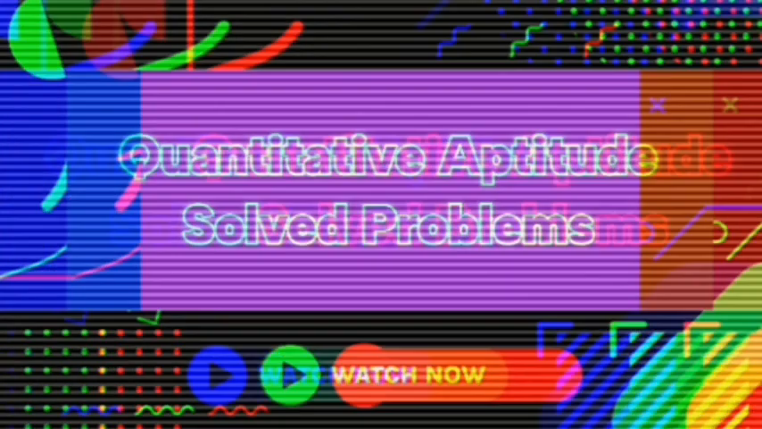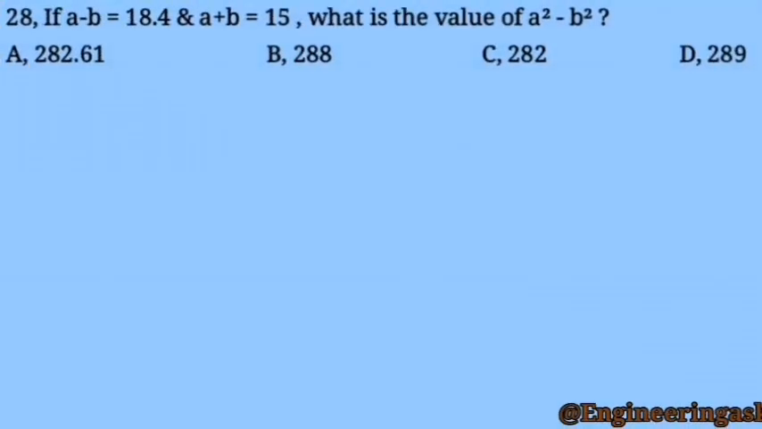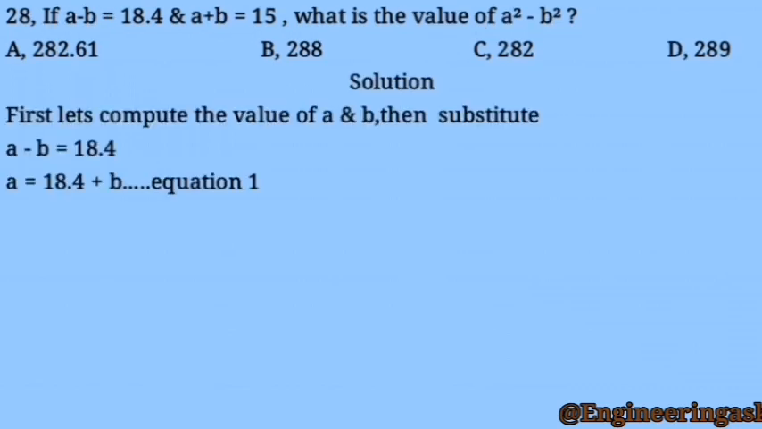If a minus b equals 18.4 and a plus b equals 15, what is the value of a square minus b square? Solution. First, let us compute the value of a and b. Then substitute a minus b equals 18.4. It's a given statement. Then from this, a equals 18.4 plus b. Let us call this equation 1.